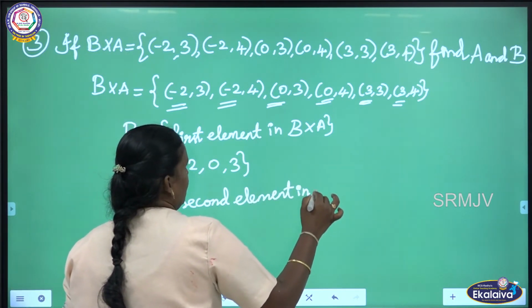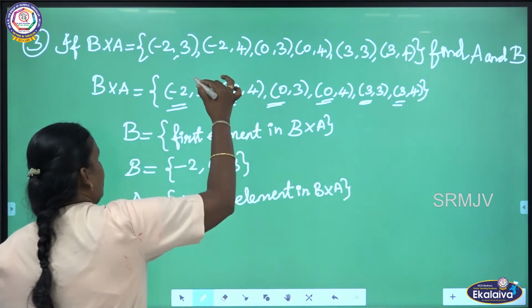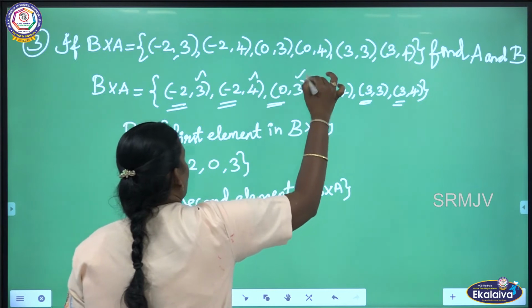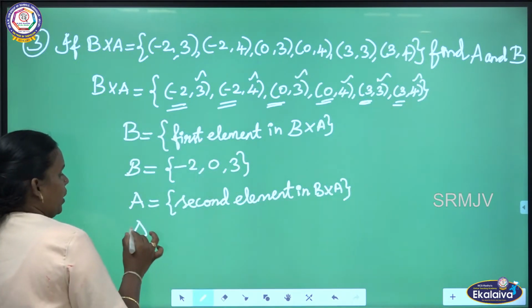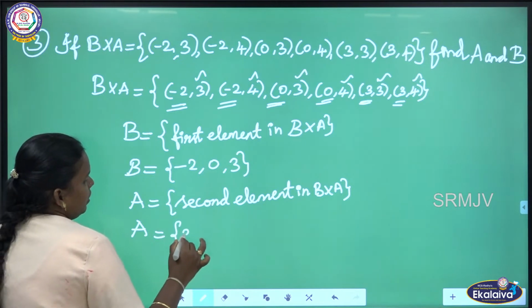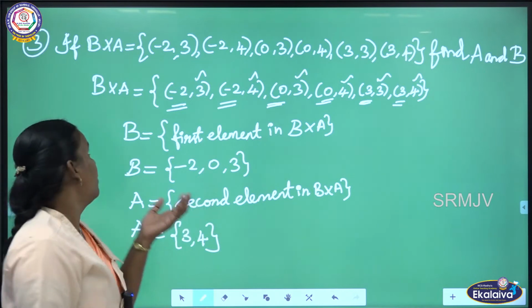In B cross A, what are all the second elements we have? 3, 4, 3, 4, 3, 4. So we can conclude that the A set is 3, 4. Are you clear, students? How we completed the third sum?